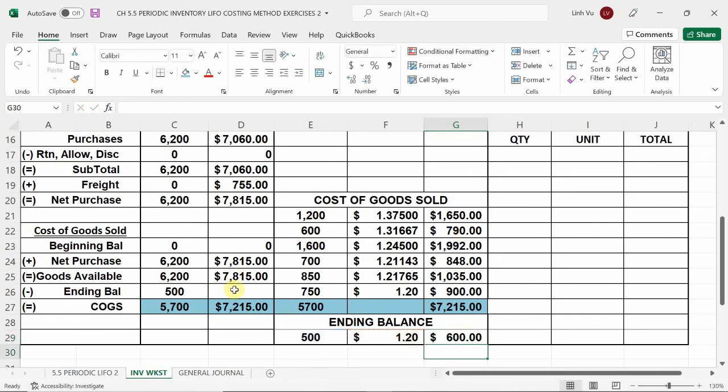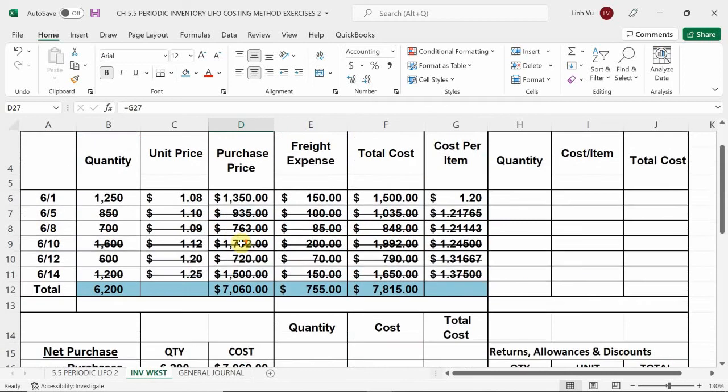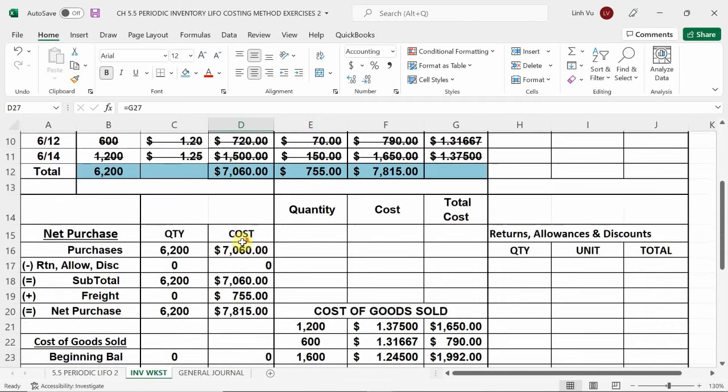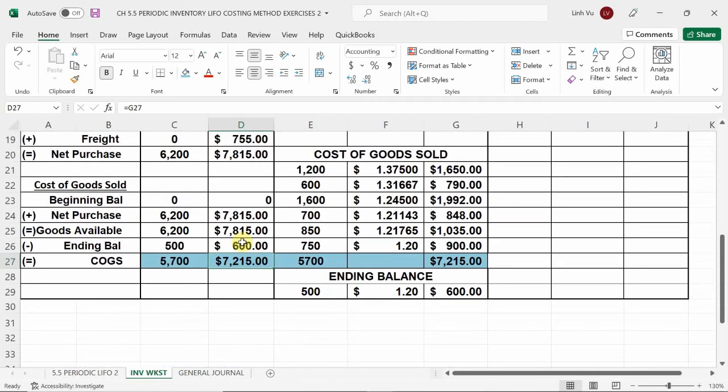600. Okay, so in this case, that's also the same thing. If I took my goods available of 7,815, subtracting out my cost of goods sold of 7,215, you should get the same number of $600. Okay. Any questions in regards to periodic LIFO?